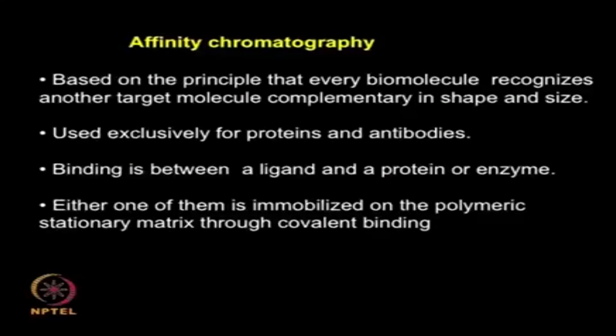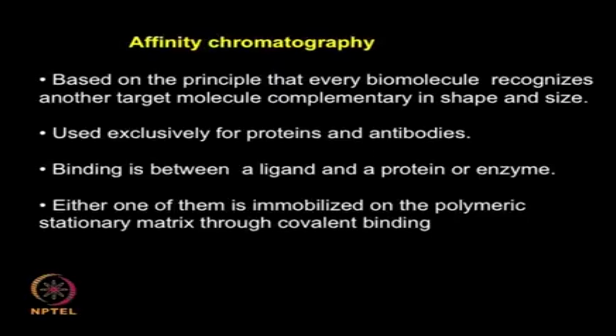That means if I have a protein, it will have a corresponding inhibitor which will have exact shape and size matching with the active site of this particular protein. So it is based on molecular recognition. So there is a target molecule which is complementary in shape and size. So it is exclusively used for protein and antibodies.